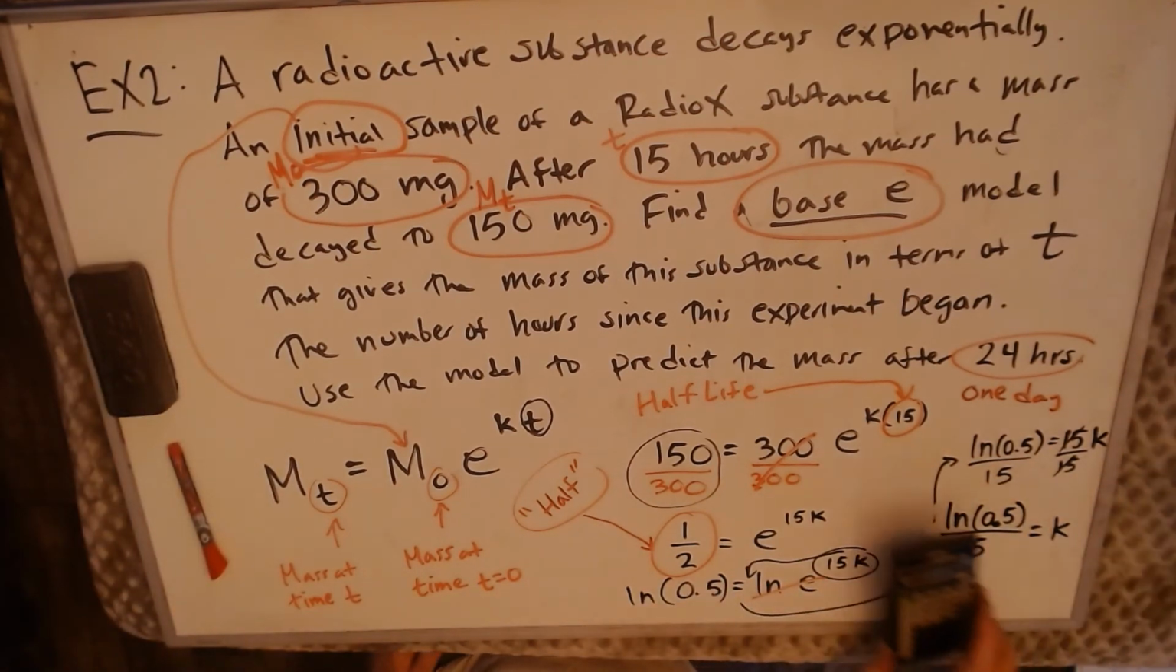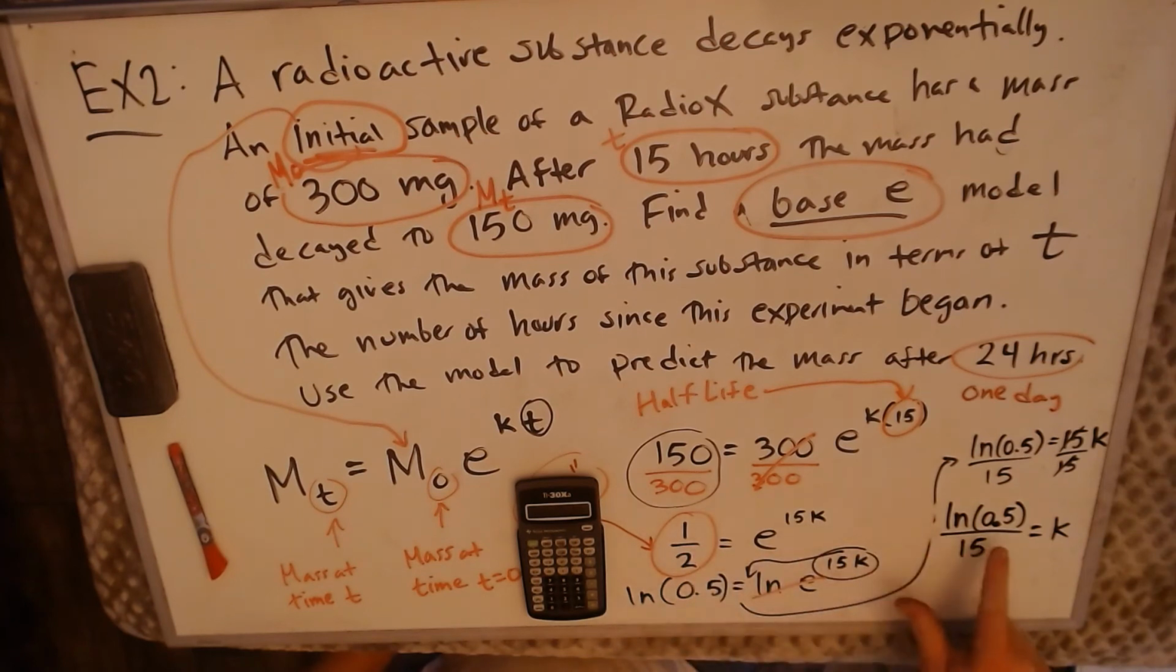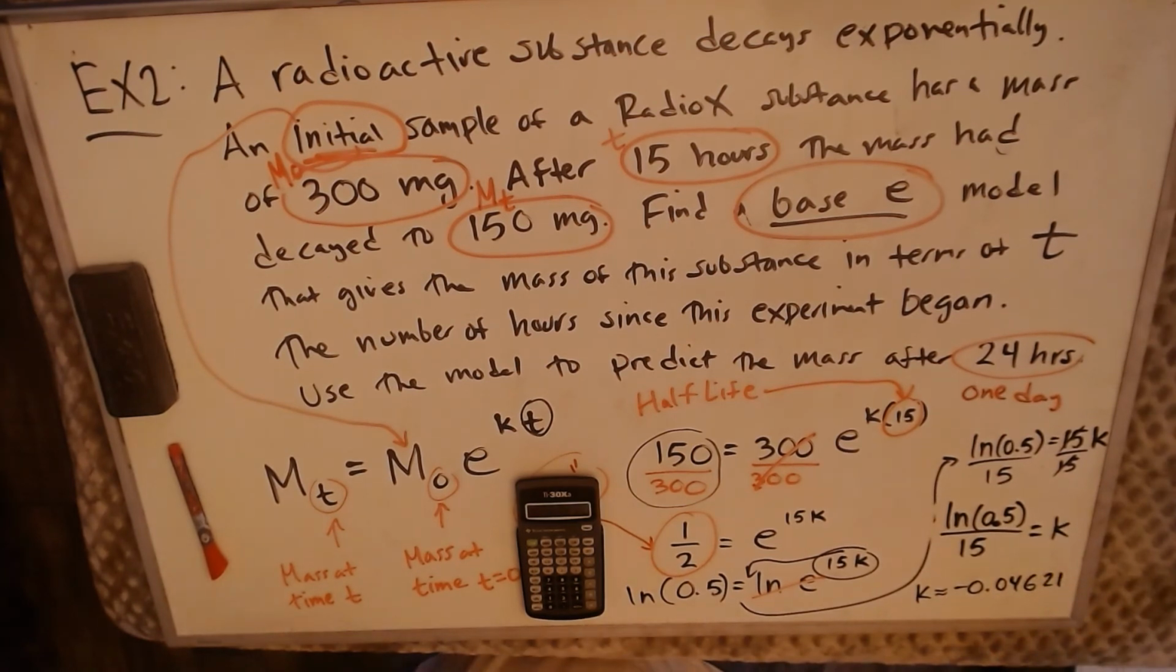So what do we got here? We got 0.5 ln divided by 15. So K is negative 0.04621. I know I usually go to 4 decimals, but for this I'm just doing 5. Follow the instructions, whatever it happens to say.